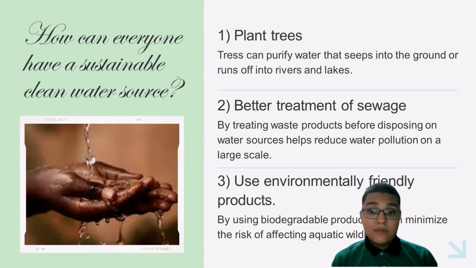We can also improve the treatment of sewage. By treating waste products, for example, the waste from factories, before disposing of it into the water sources, it can help reduce water pollution on a large scale, saving a lot of lives.